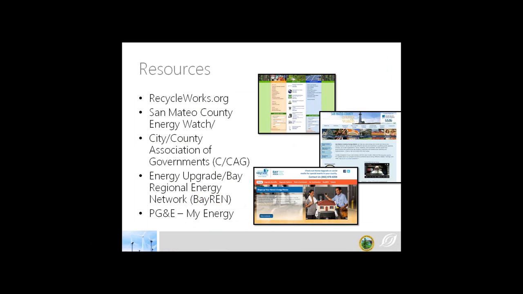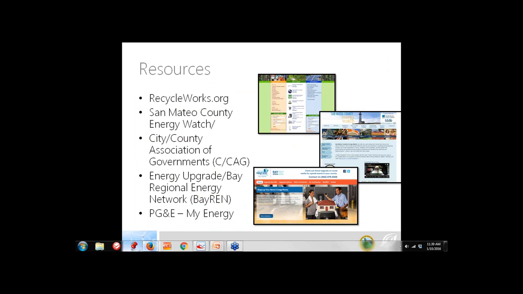There are a number of different resources you can look to for ways to reduce your energy use. Of course, this program that we're speaking to you from is a program of RecycleWorks.org. If you go to that website, you'll find all kinds of resources and links to the various programs on energy efficiency and, of course, water and solid waste as well. The San Mateo County Energy Watch, or SMC Energy Watch: if you do a search, you will find that pretty quickly. It has a tremendous amount of resources, with a number of different tabs for business and residents and other things, including climate action and the type of work being done through that program across the county. The City-County Association of Governments has a website with some information on it. If you look up the Energy Upgrade California program and the Bay Regional Energy Network, you'll find that.